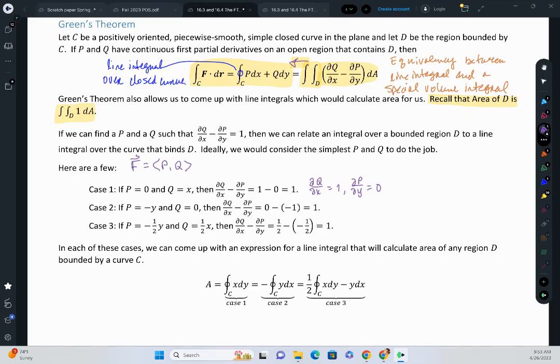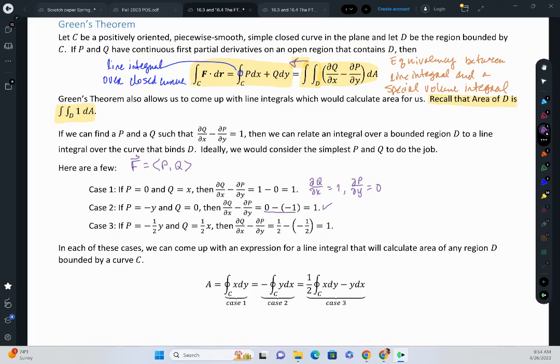In case 2, I have P equal to minus 1 and Q equal to 0. If we calculate del Q del x, we get 0. If we calculate del P del y, we get a minus 1. So we have 0 minus a negative 1, which is 1. Those would work as well as components for our vector field. And similarly in case 3, if P is negative 1/2 y and Q is 1/2 x, and we calculate the first partials, we get 1/2 minus a negative 1/2, which is equal to 1.